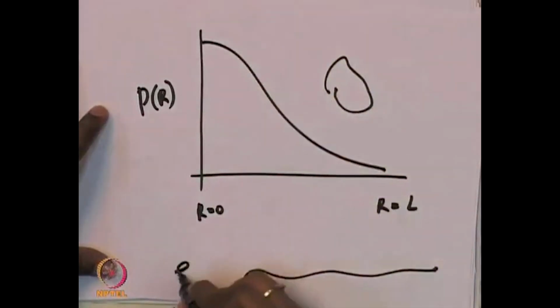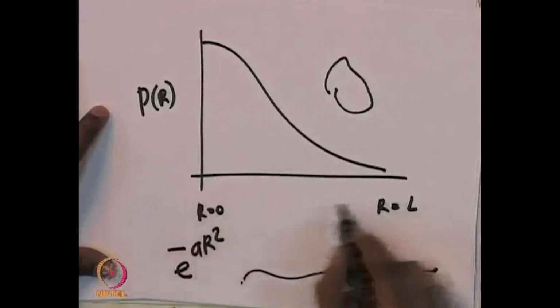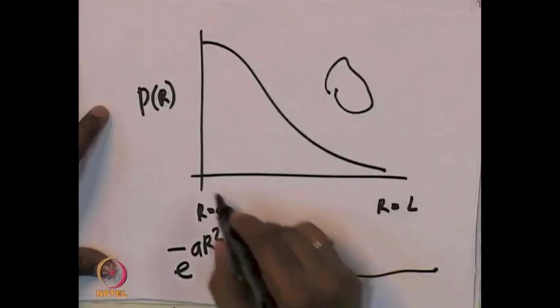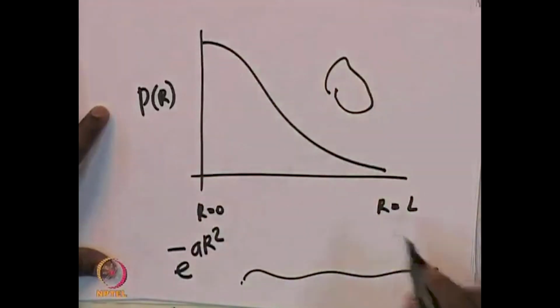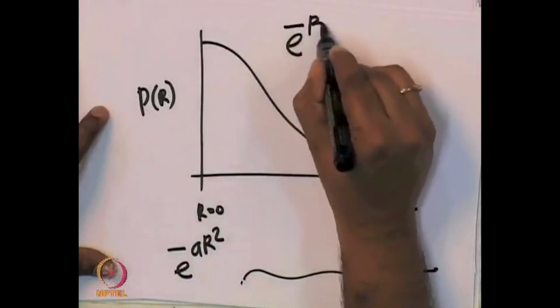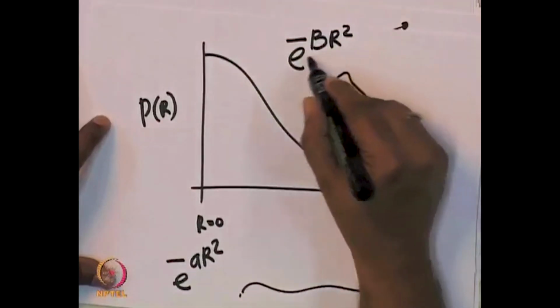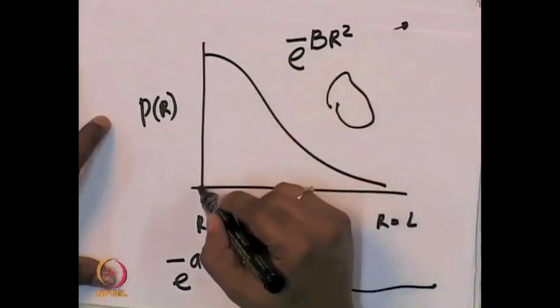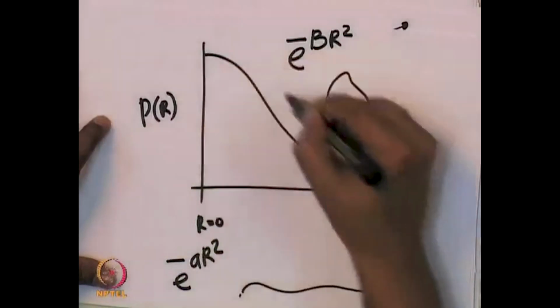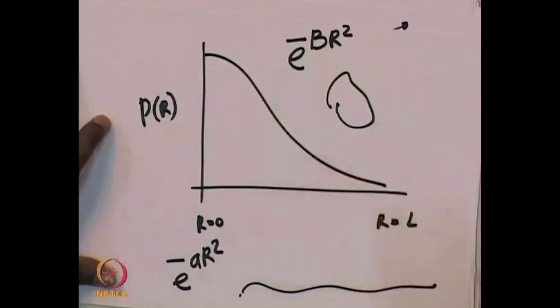That is, if you plot e power minus a r square between r equals 0 and L, this will look like this. So, if you plot this function e power minus some constant, we define this as b r square, for some value of b between 0 and L, this will look like this. So, this is the end-to-end distribution of a long DNA. So, let's look at the slide here.